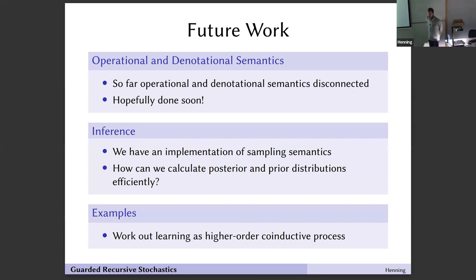We haven't done any inference. So for the implementation that there is, you can use the sampling semantics, you throw samples at it, and it works, but we don't do any inference because, I mean, higher order stuff and all of this is quite hard to do. There's recent work on these things, so we can do something. And I would like to work out some examples like higher order processes to model learning and this kind of stuff, which in principle you can write down in this language, but I haven't done it yet.